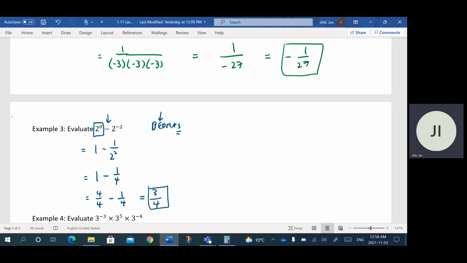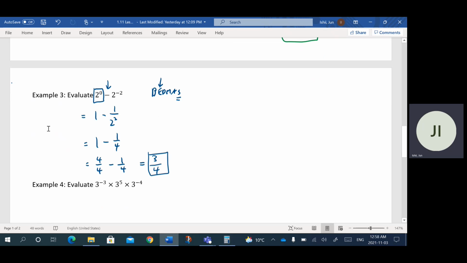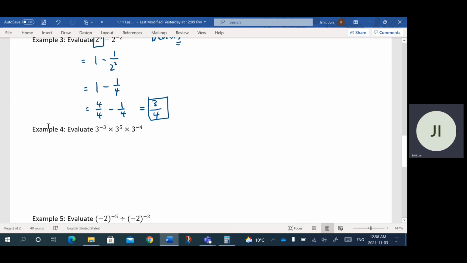Okay, so again, applying BEDMAS, I would take care of the exponents first, and then we subtract the two numbers together. Okay. Cool. All right, next one here. So this one here I want to simplify. We have 3 to the negative 3 times 3 to the positive 5 times 3 to the negative 4.